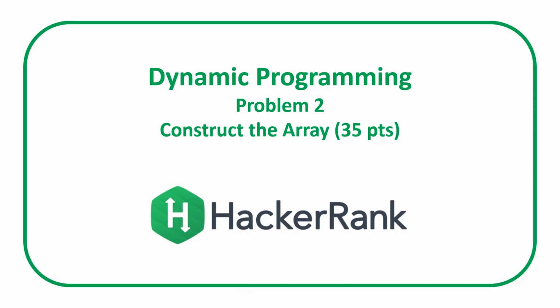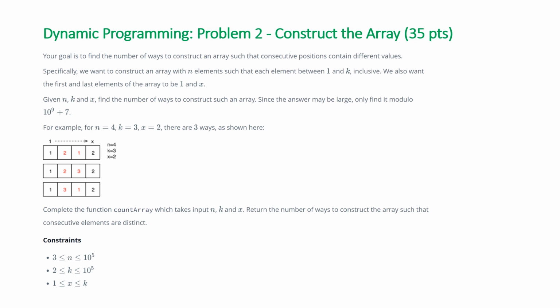In this video, we're going to be covering the solution to the second problem in our dynamic programming series. The problem is entitled Construct the Array. The problem states your goal is to find the number of ways to construct an array such that consecutive positions contain different values. Specifically, we want to construct an array with n elements such that each element is between 1 and k inclusive. We also want the first and last elements of the array to be 1 and x respectively. Given n, k, and x, find the number of ways to construct such an array.